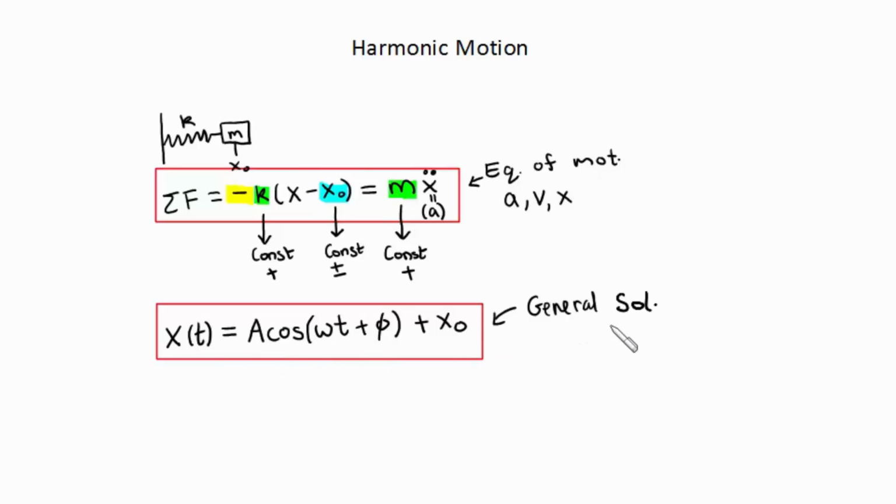This equation is called the general solution to this differential equation. This is the answer, and now let's take a look at what this means. Our variable is t, so we have a t over here and a t over here. This is the variable of the equation. Now we have all sorts of constants in here: our A, our omega, our phi, and our x0. Now we're going to take a look at what each of these values means.